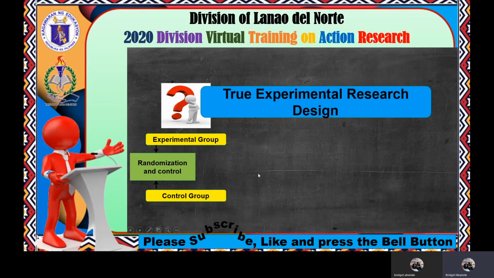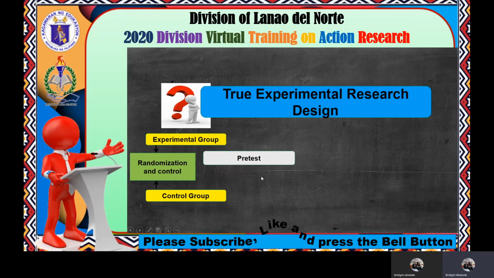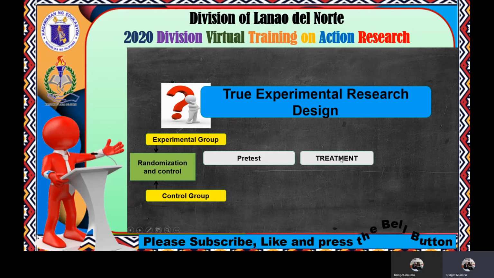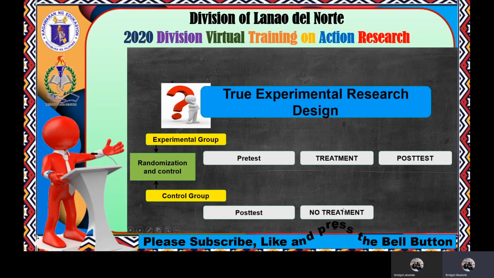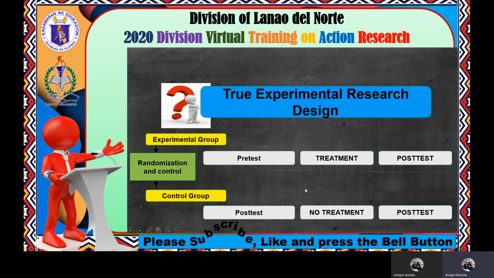Next, the experimental group will be subjected to a pre-test and then be exposed to the treatment, and then they will take the post-test. On the other hand, the control group will take the pre-test, and there will be no treatment on the control group. So they will not be exposed to the intervention. Right after, they will take the post-test.